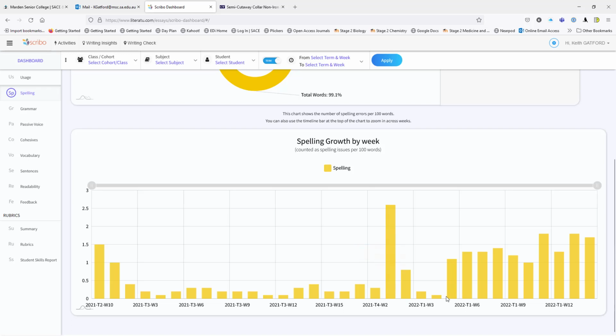But then if we look here in 2022, the numbers have gone up. Now that's purely because we've got more students using Scribo this year. It's probably picking up the same rate of spelling problems as last year, just with greater numbers of students.